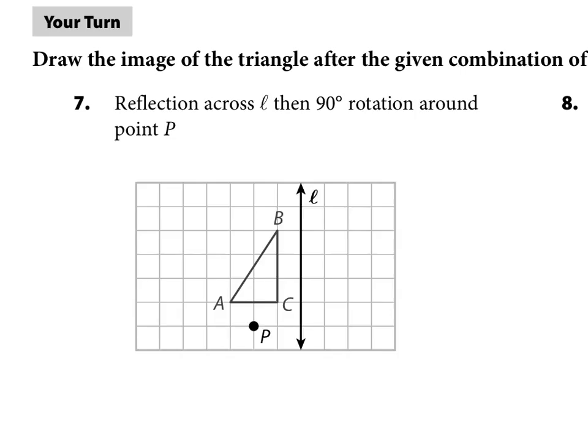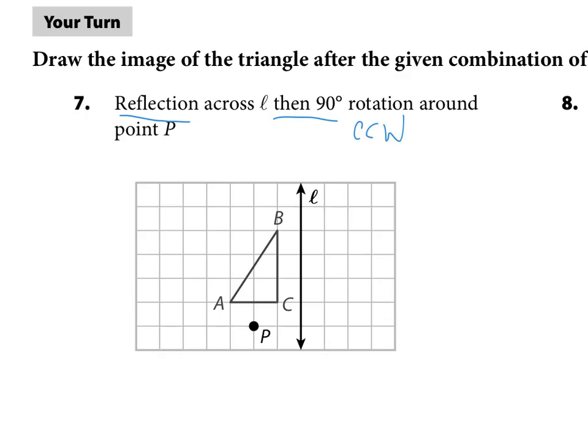For number 7, we're going to reflect across the line L, and then we're going to do a 90-degree rotation. So reflection first, and then the 90-degree rotation. Remember, that is counterclockwise. If we're not specifying the direction of rotation, it's always counterclockwise. So we're going to go around that line L first.